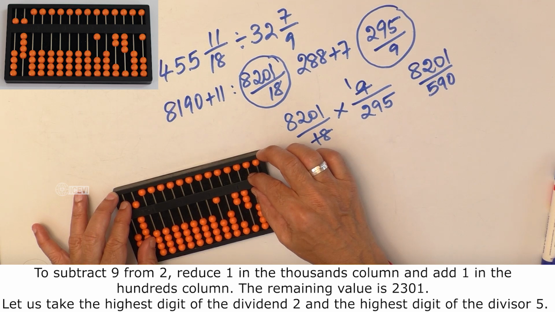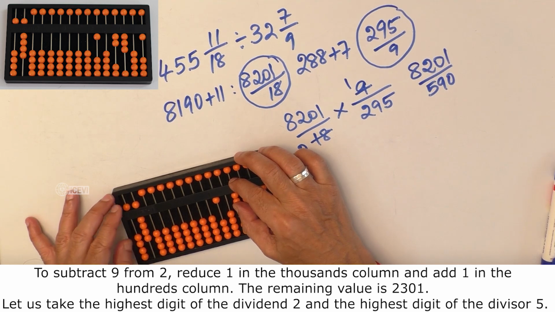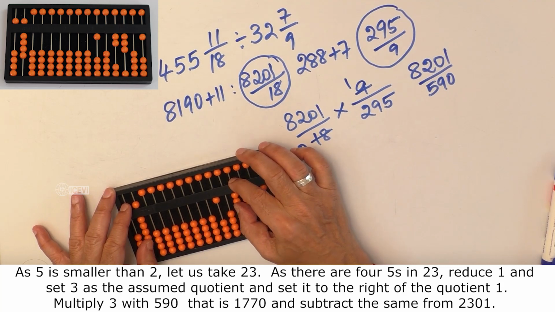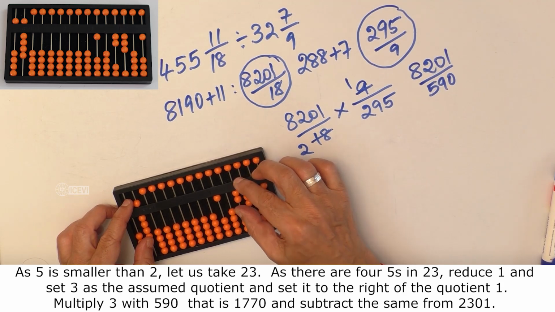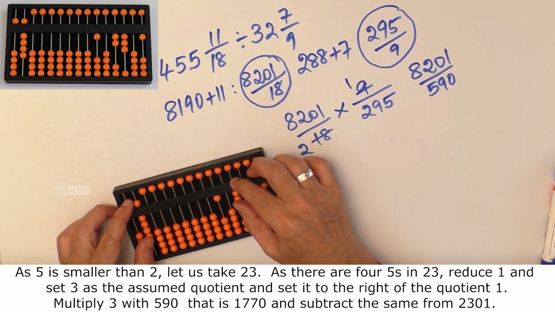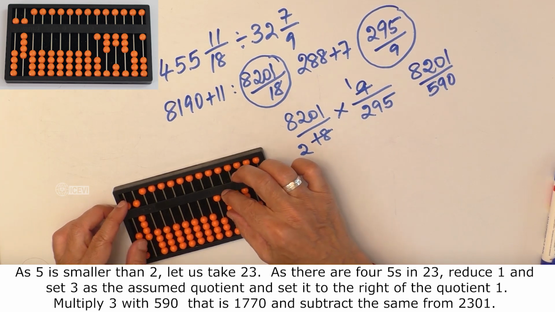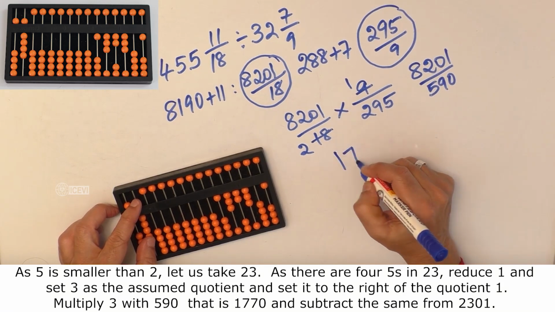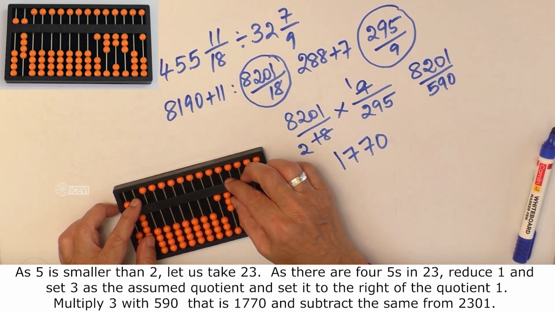Let us take the highest digit of the dividend 2 and the highest digit of the divisor 5. As 5 is larger than 2, let us take 23. As there are 4 5s in 23, reduce 1 and set 3 as the assumed quotient and set it to the right of the quotient 1. Multiply 3 with 590, that is 1770, and subtract the same from 2301.